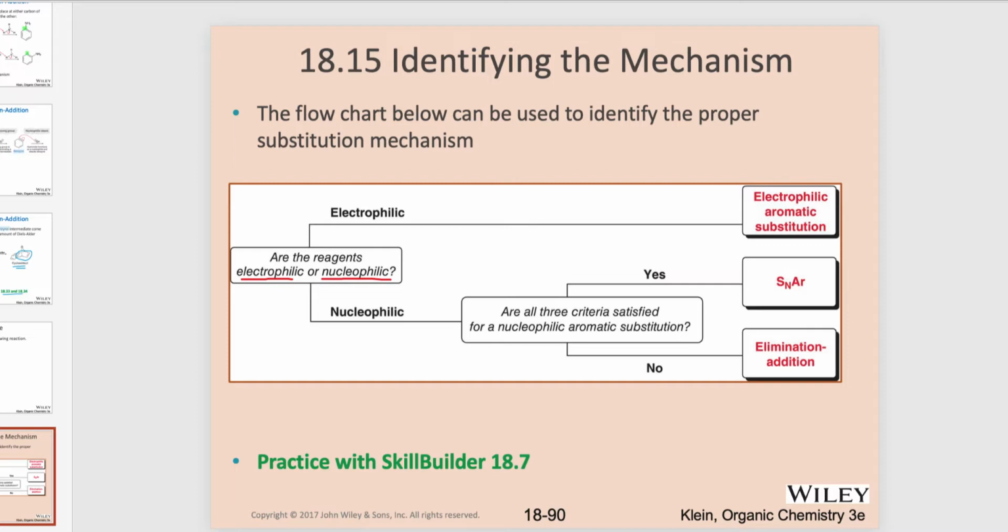Are all three criteria satisfied for a nucleophilic aromatic substitution reaction? If yes, you will have SNAr. If not, remember we had to say ortho or para position of a strong electron withdrawing group. If not, you may still have a reaction. It would then proceed via an elimination-addition reaction, and you can practice with Skill Builder 18.7.